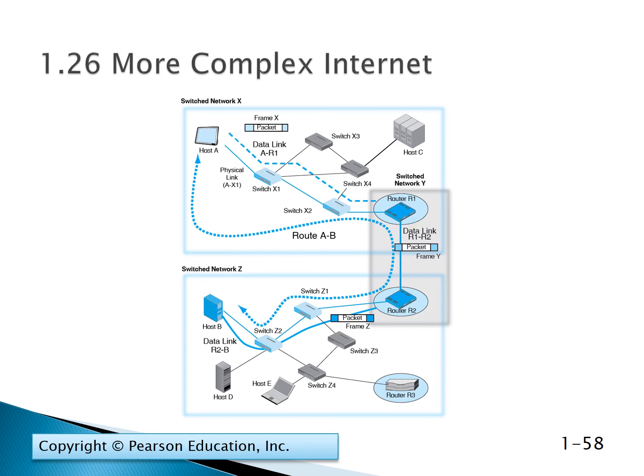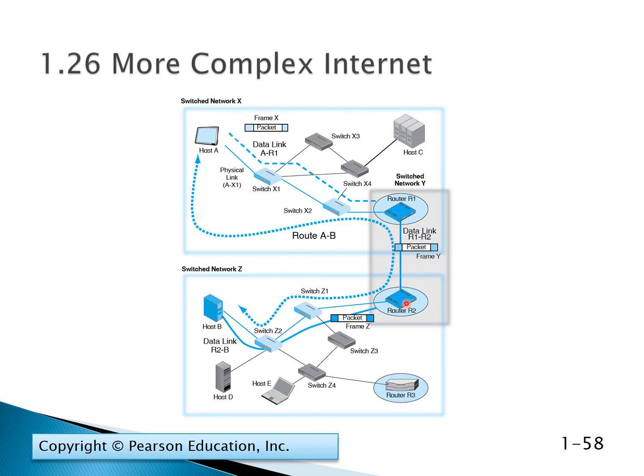Because I don't need that anymore. And then I need to package the packet into a new frame, based on the standard used in this connection. That is the connection between router 1 and router 2. So it's actually another single network here.